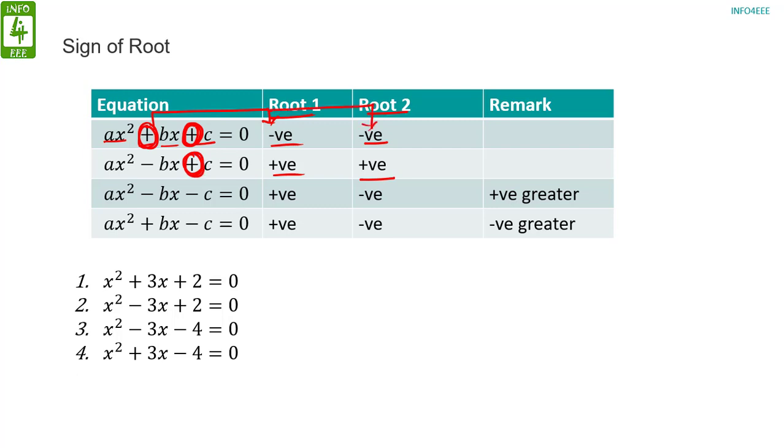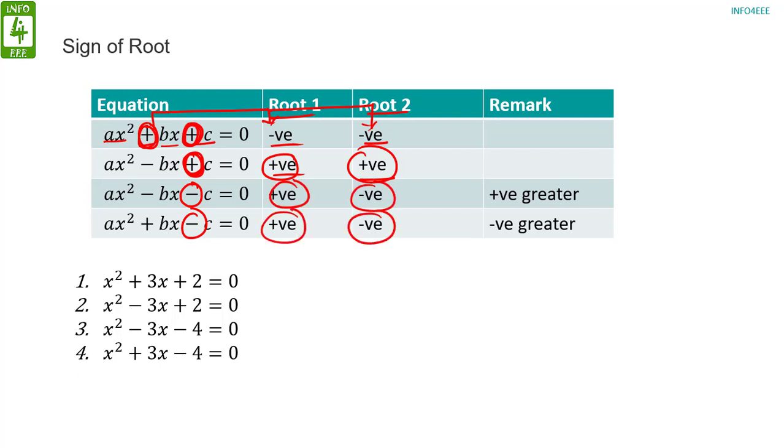In this case, c is positive, so the answer's sign will be the same, but b is negative, so the answer will be positive in this case. Okay, when c is negative, the answers will have both values, positive as well as negative.